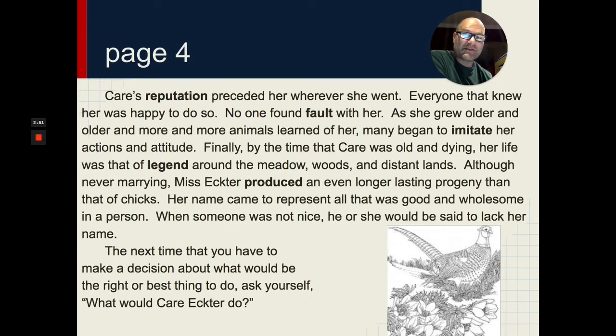And that's the end of the story of the Pleasant Pheasant. Did you put it together yet? You have to say her name a little bit faster. Care Ector.